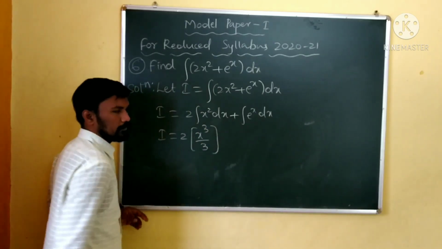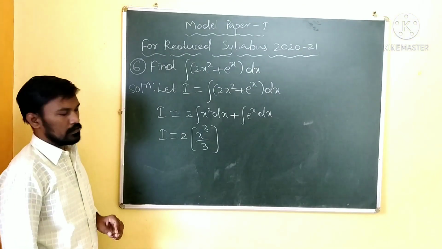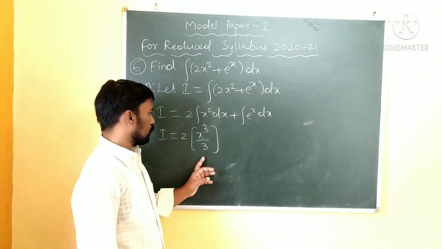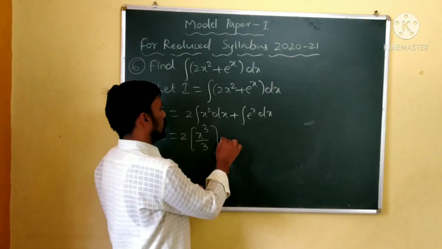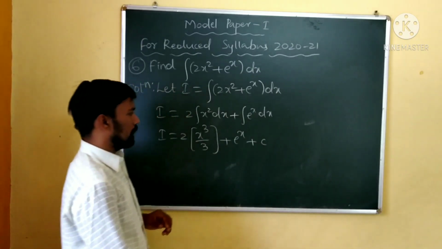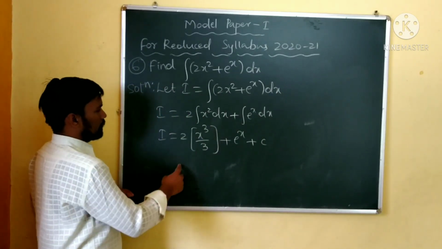Like integration of x to the power of n is x to the power of n plus 1 divided by n plus 1. So 2 plus 1 is 3. Plus the integration of e raised to x is e raised to x only, plus c. C is a constant of integration, which is the required answer.